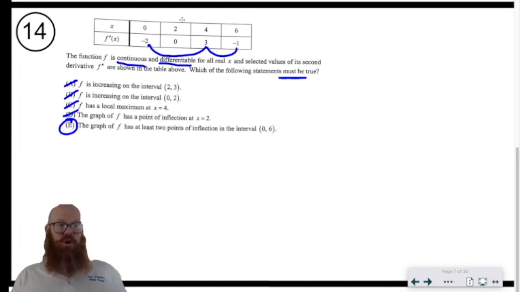It very well could be at 2, but it doesn't have to be. There could be more, so there are at least 2 points of inflection. Now, just because it changes signs twice doesn't mean there's 2 points of inflection. It could change signs across an asymptote or at a hole. But we know that doesn't happen because they said it was continuous and differentiable. All right, so the answer is E. There's at least 2 points of inflection. All right, hope that helped.